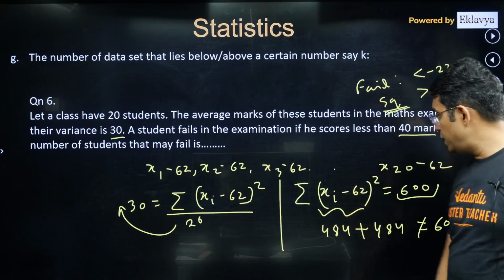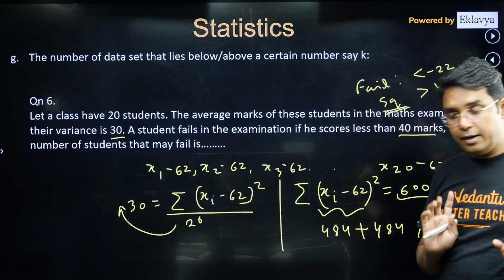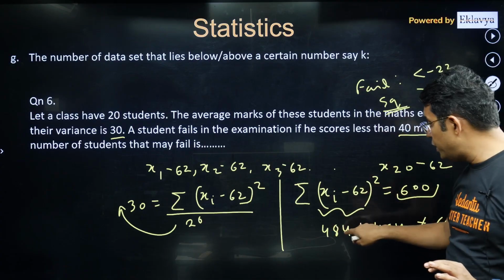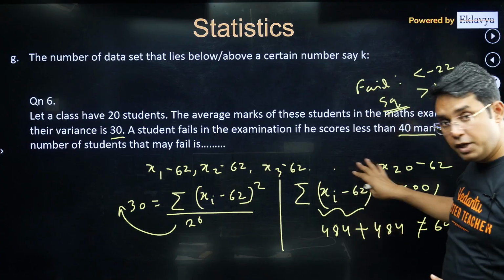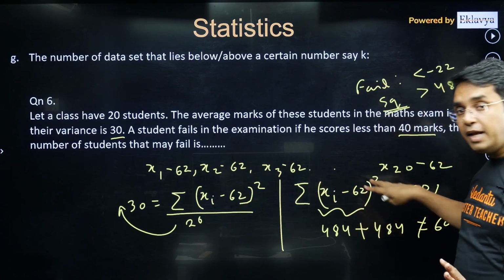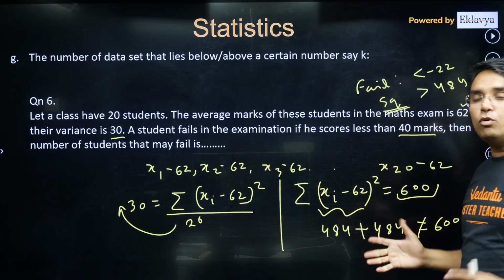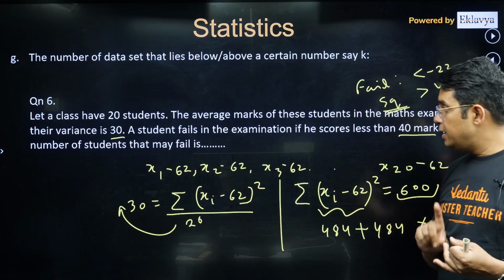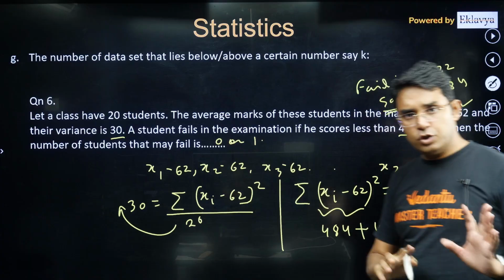So what is the conclusion? The conclusion is that at most one student failed, because if one student failed, then this data value will be 484 or bigger, and the squares of the rest of the 19 data values will be such that the sum becomes equal to 600. I hope you are getting what I am saying. So the number of students that may fail can be 0 or can be 1. It can be 0 also.